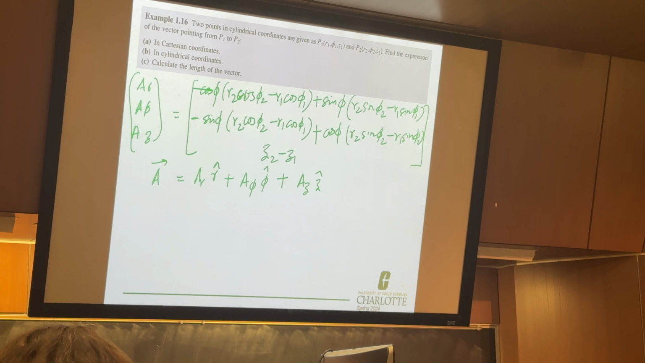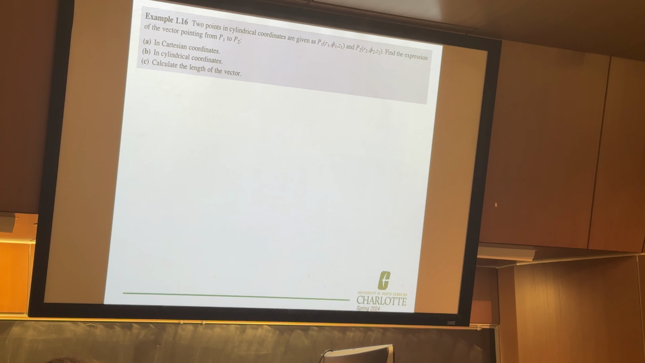What's the third part here? The third part is to calculate the length of the vector. What is the length of the vector? Now the length of the vector doesn't change if you go from one coordinate system to the other, which means we can stick to, let's say, the Cartesian system, and then we say A_x squared plus A_y squared plus A_z squared. And what is A_x in the Cartesian form?